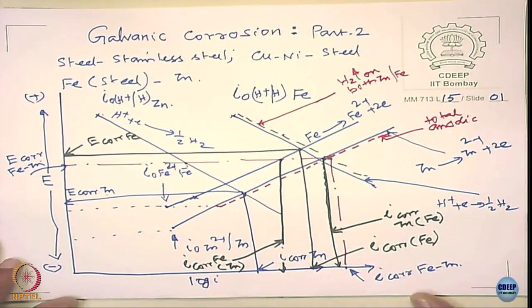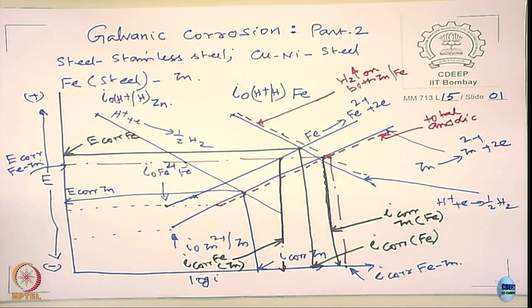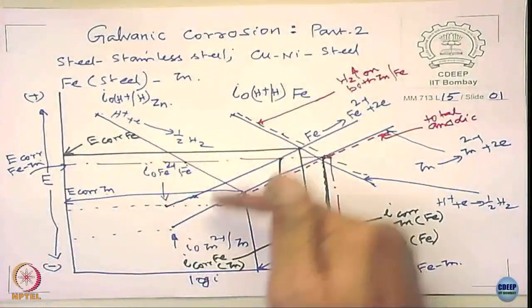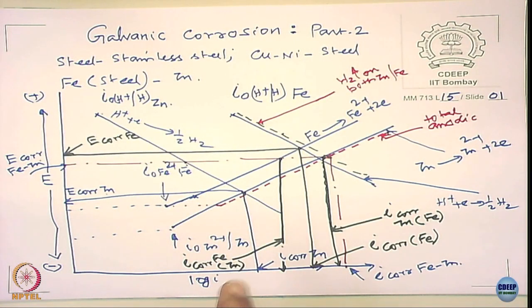Now look at the kinetic factors that influence the corrosion of zinc. What influences the corrosion of zinc in this? Can you just tell me? Each of them influences the other one, right? Iron influences zinc, zinc influences iron. Iron has two types of kinetics. One is the anodic kinetics corresponding to iron dissolution, please understand. You have a cathodic kinetics corresponding to H plus giving rise to hydrogen. Iron has two kinetics.